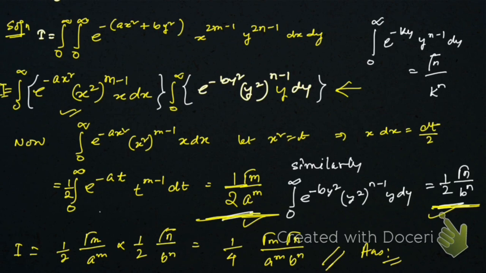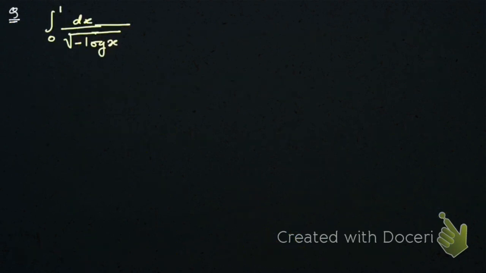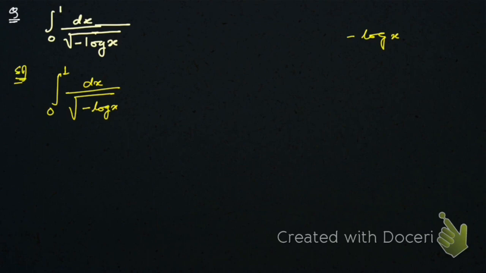So now let's move on to the next. Let us solve this question. Here you see, integration 0 to 1 dx by root over 1 minus log of x. Minus log of x can be written as log of x to the power minus 1, and x to the power minus 1 means 1 by x, right? So minus log of x can be written as log of 1 by x.